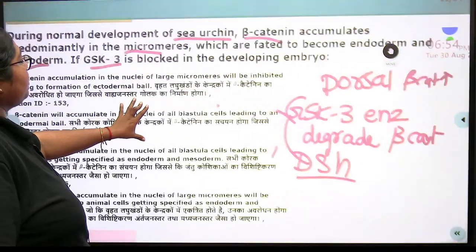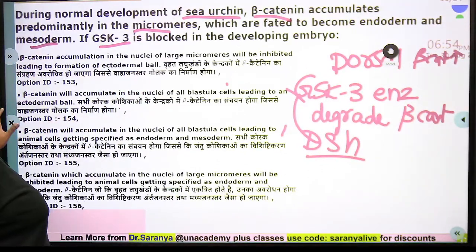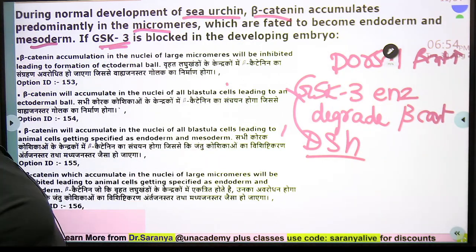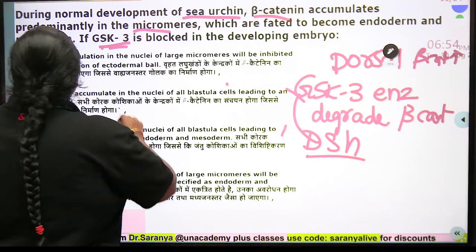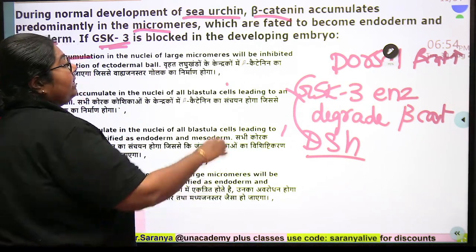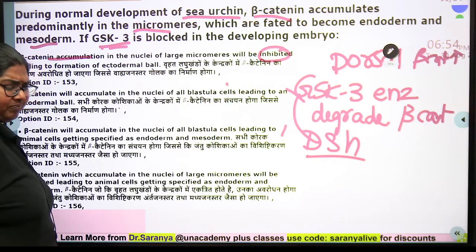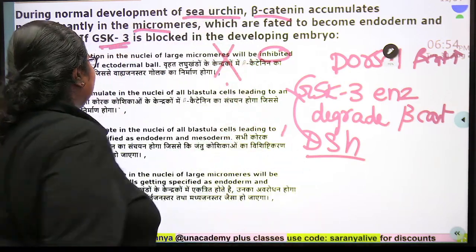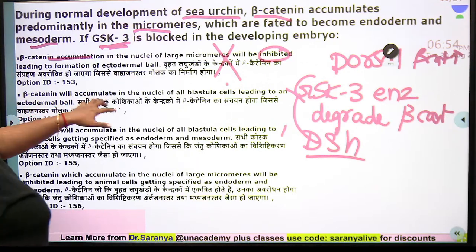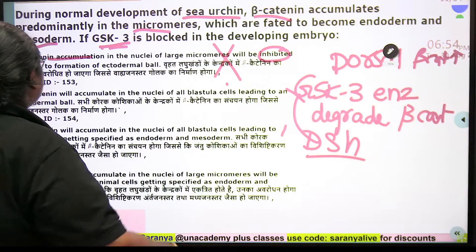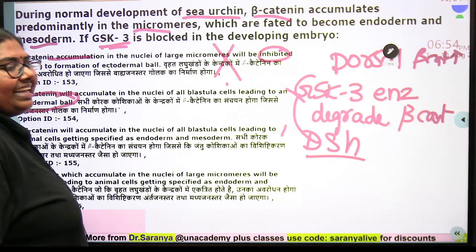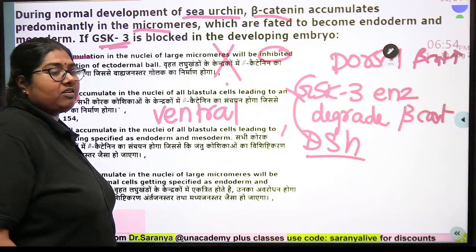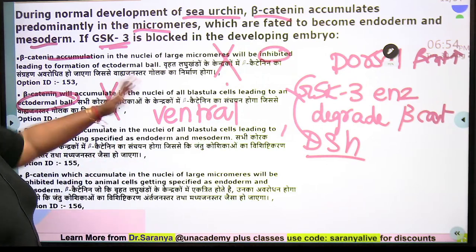Let's see what they have asked in this question. They say that they have blocked this GSK3. If GSK3 is blocked, beta catenin will be there everywhere. That is what you have to understand. Now read this option: beta catenin accumulation will be inhibited. Can this be true? If GSK3 is blocked, why will it be inhibited? It should be promoted. Eliminate. Very quickly, 4 marks, guys. Beta catenin will accumulate in all the blastula, so it will form an ectodermal ball. Never. Ectoderm is a ventral fate, isn't it? That is why one half is right, but the second half is wrong.